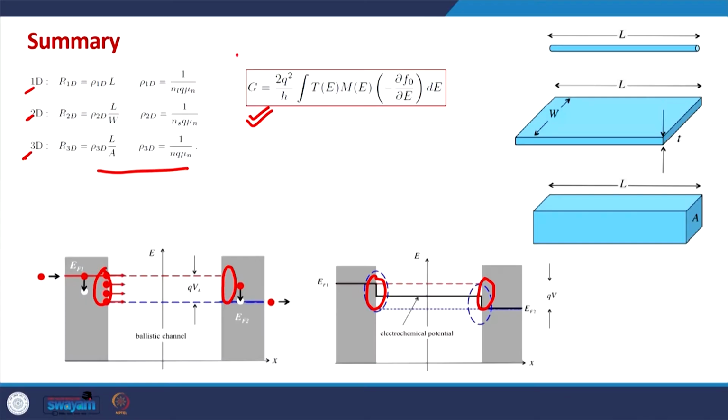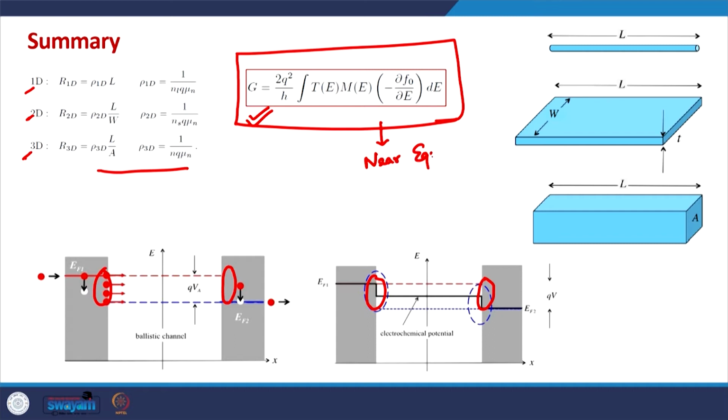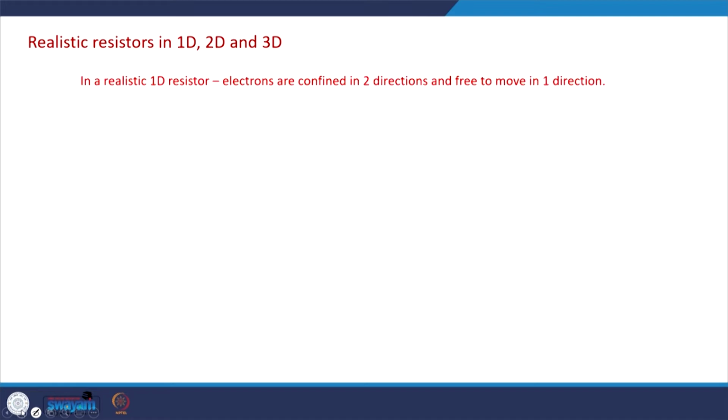So ultimately, the central equation to calculate the conductance is this. And please keep in mind that this is true for near equilibrium transport. Near equilibrium means that we are not applying high voltages, because in that case F1 minus F2 cannot be approximated just by the first order of the Taylor series. Okay. So with this background, we started discussing how practical 1D and 2D resistors are different from the ideal cases.